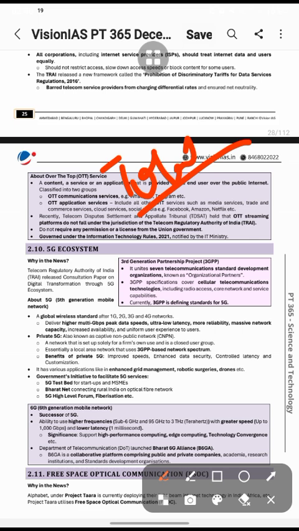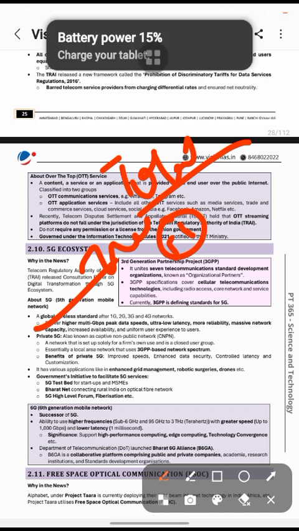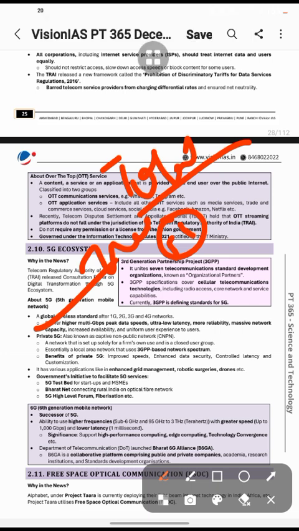Now the 5G ecosystem and the Third Generation Partnership Project, 3GPP, a telecommunication standards body for the development of cellular telecommunication technology. TRAI is working on the 5G network, the global wireless standard after 2G, 3G and 4G, with low latency, more reliability and massive network capacity. 5G is a network set up on 3GPP standards, with improved speed, data security, controlled latency and customization.